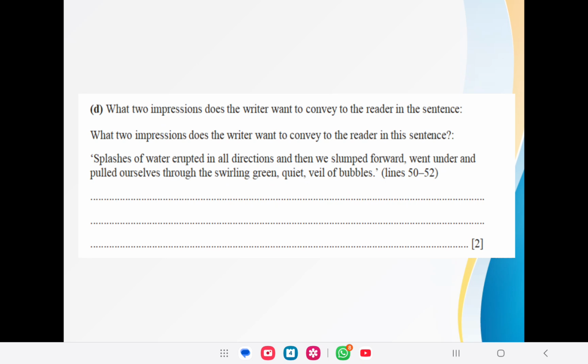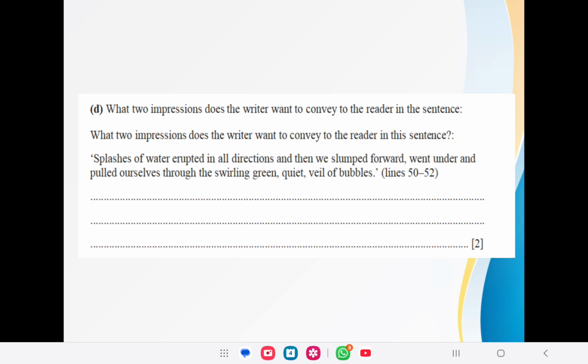What two impressions does the writer want to convey to the reader in the sentence? Splashes of water erupted in all directions, and then we slumped forward, went under and pulled ourselves through the swirling green, quiet veil of bubbles. So when you read this, you need to come up with two impressions.